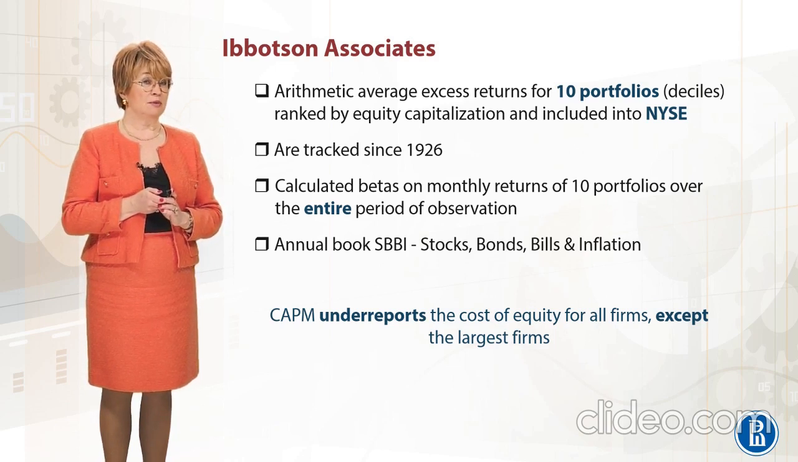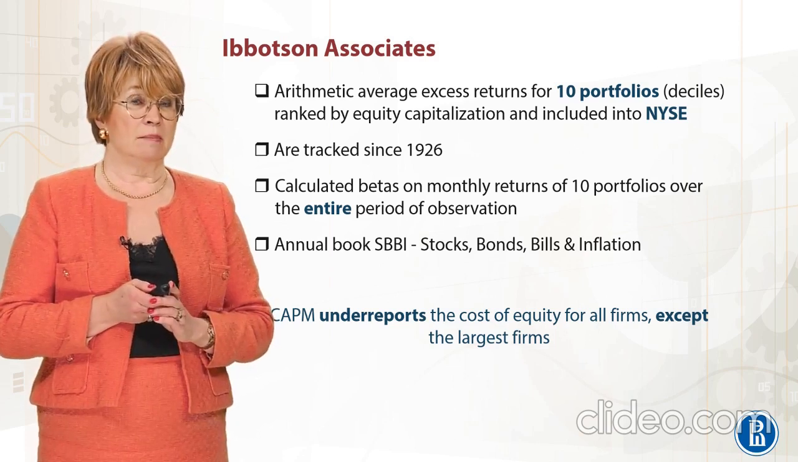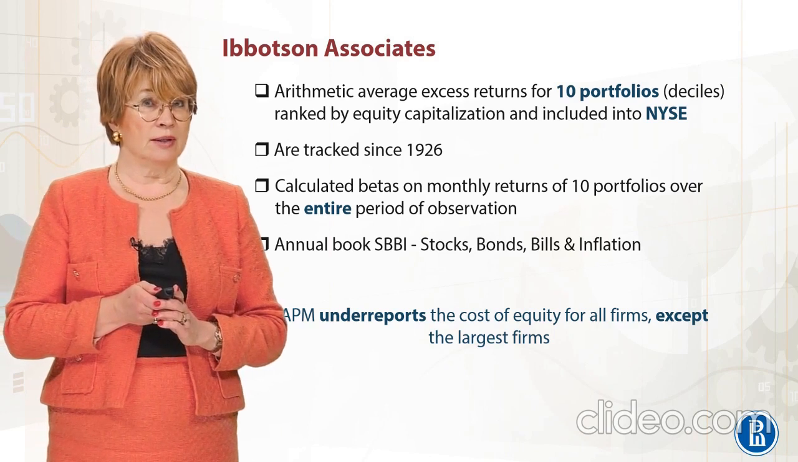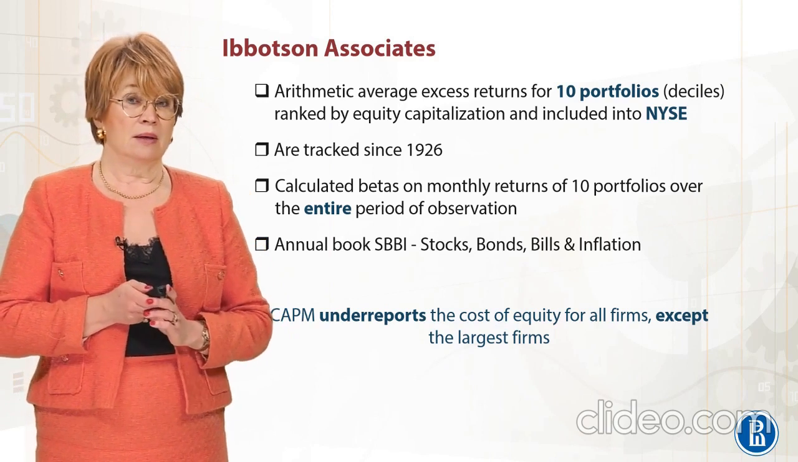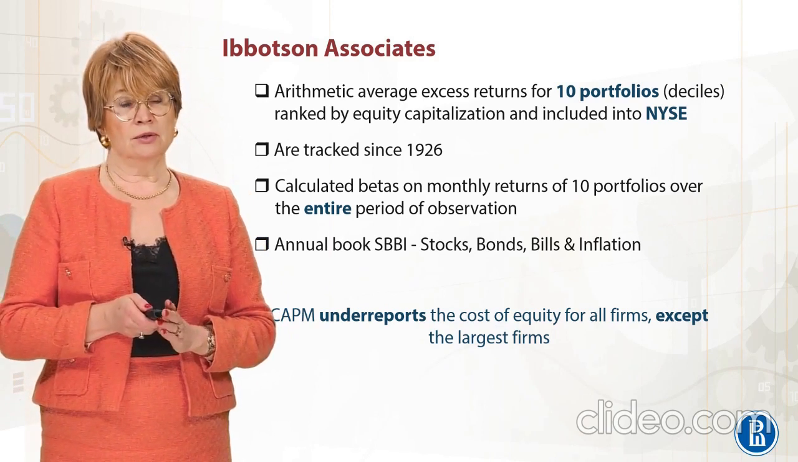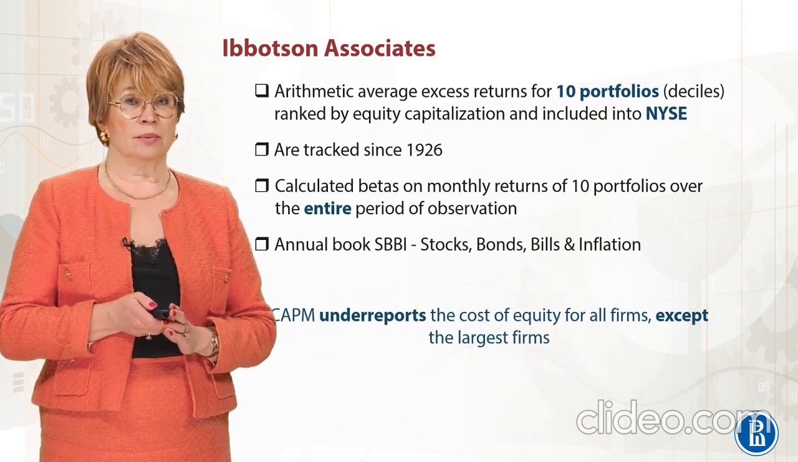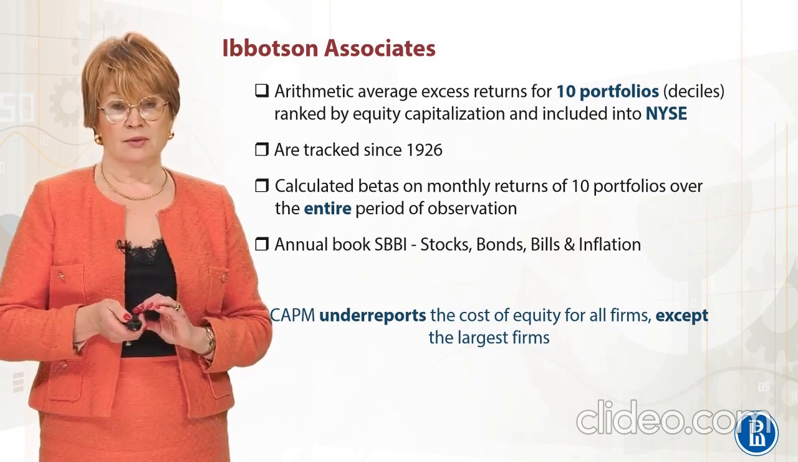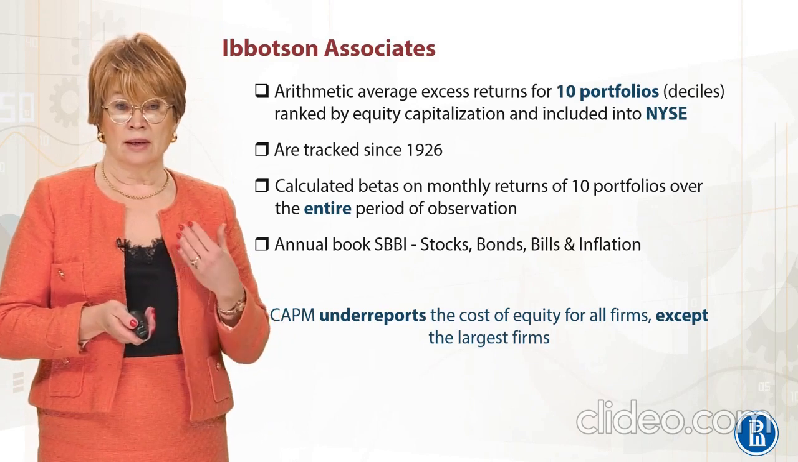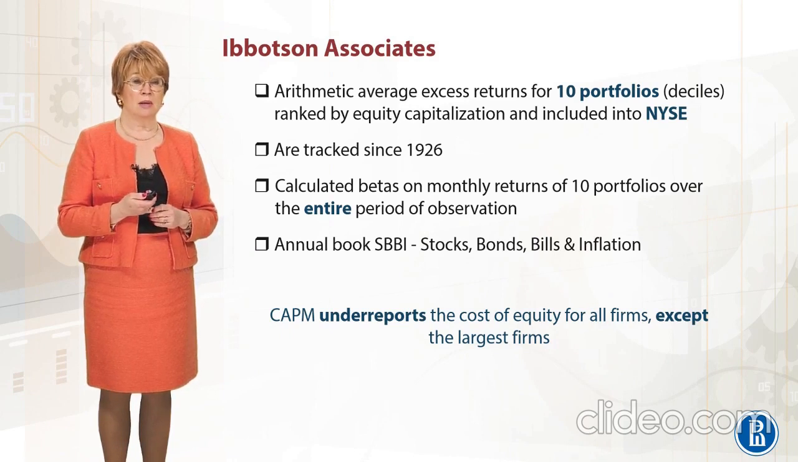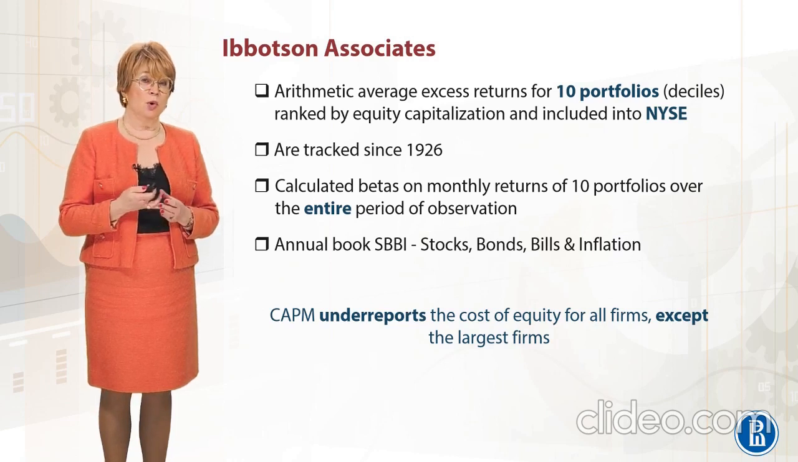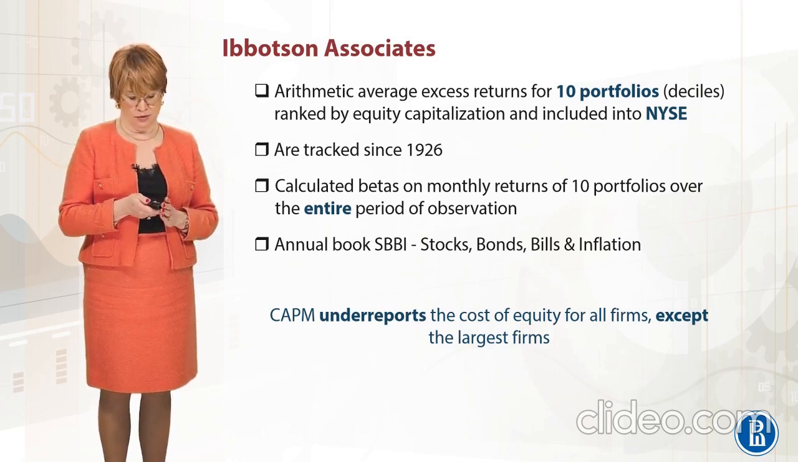The results of these observations year by year are published in a very important book, well-known among financial analysts, the so-called annual book on stocks, bonds, bills, and inflation. And according to all these results collected by Ibbotson Associates, if you apply the capital asset pricing model without adjustment for the size premium, it will underreport the cost of equity for almost all firms except the largest ones.